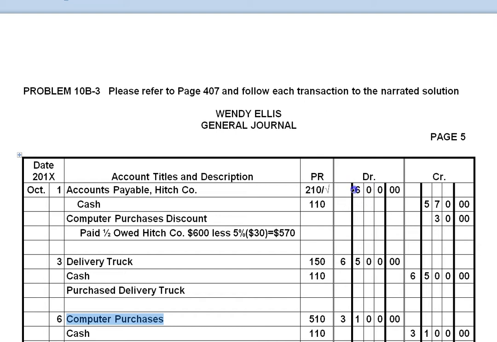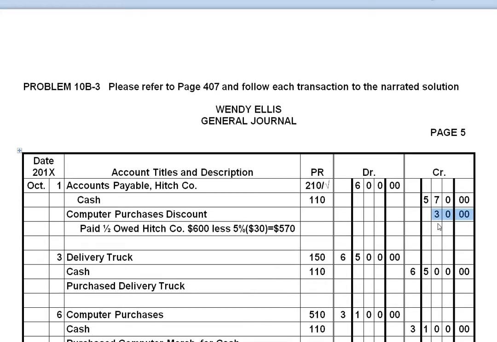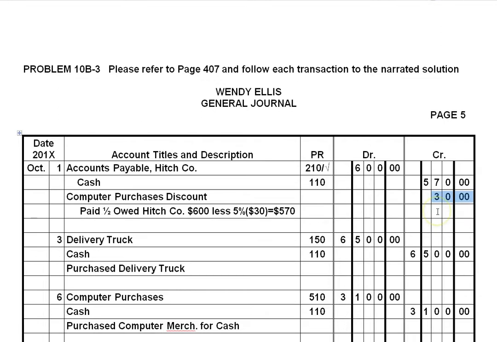But getting back to this, we're going to clear the $600 because we're paying half off. So we debit accounts payable to wipe out the $600, but it's only costing us $570. So that's the reduction to cash, credit cash, and the contra to the computer purchases account would be the computer purchases discount account. It's like the sales discount account, only the opposite, where that'll be subtracted as a contra purchases account when we calculate our net purchases.